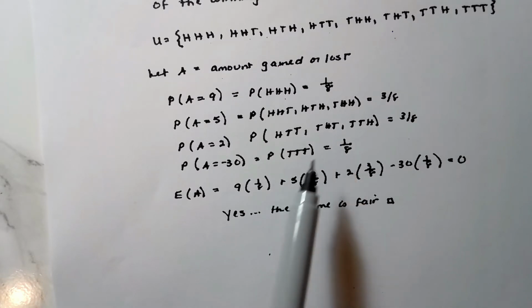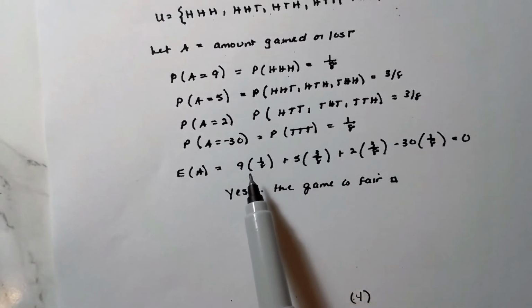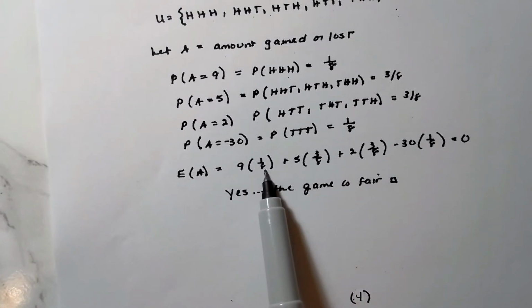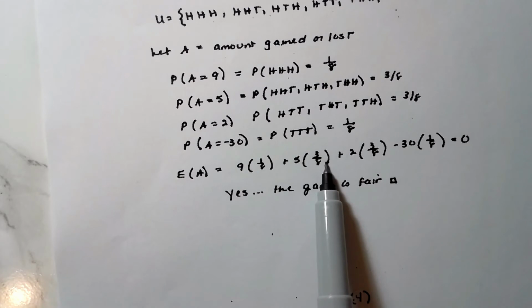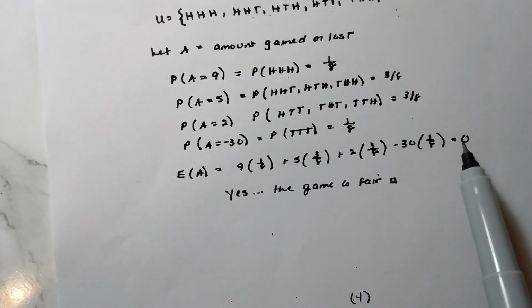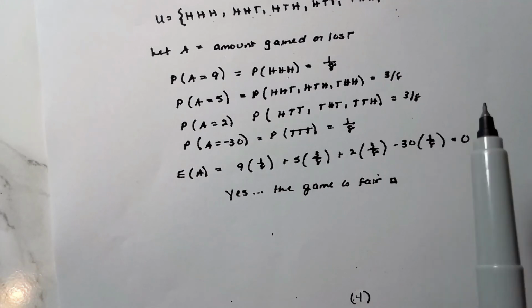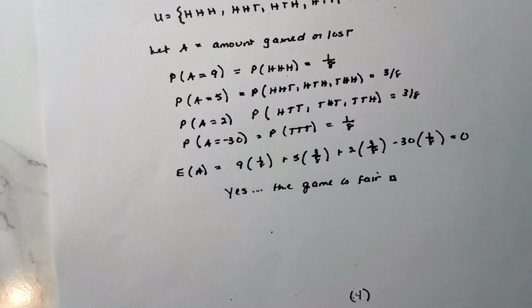That's 1/8. And if I add all of those up and multiply them by the respective winnings, so $9 times the probability of winning that $9 plus $5 times the probability of winning $5 and so forth, I get 0. And since it's 0, I can say that the game is fair. So make sure you know this too, because I don't know if it's on your semester exam, but it'll definitely be on your IB exam.